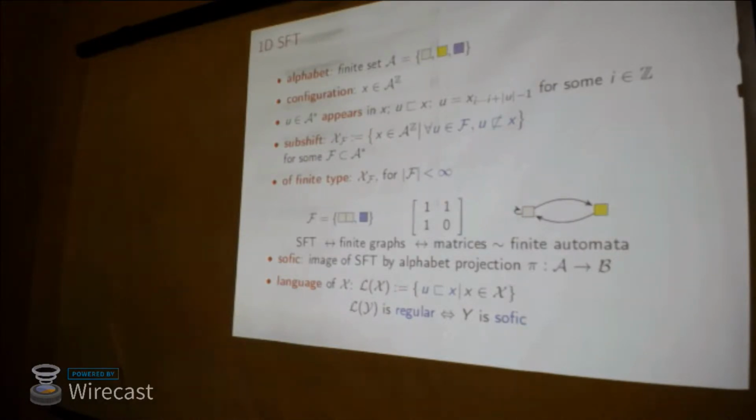Even if it's not exactly the same setting because we are in infinite configurations, we can do this comparison. Now, let's go to the two-dimensional case.